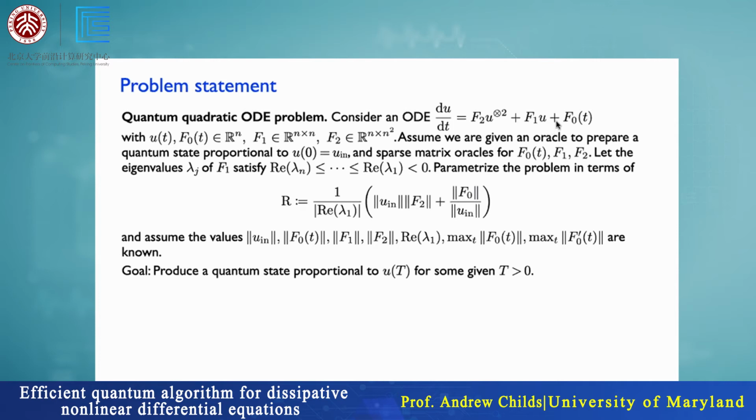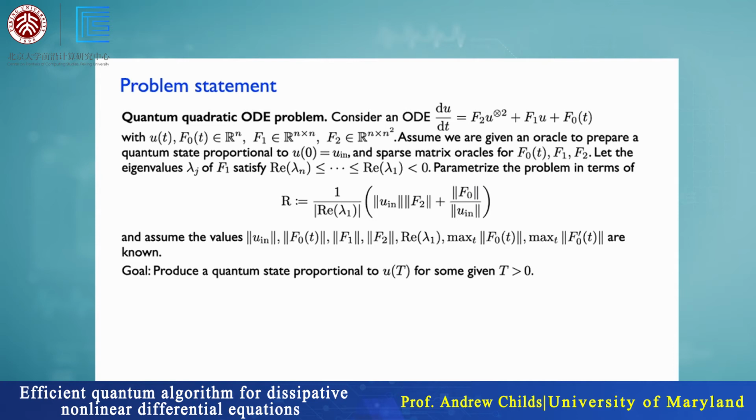And so F1 here is an n by n matrix. F2 maps these n squared degrees of freedom in the two copies down to n degrees of freedom. And that tells you incrementally how the state evolves. That gives you du dt. And if you solve this differential equation for some time capital T, that's the goal, right? To produce a quantum state u of t that you would get by evolving this differential equation for time capital T. We're going to assume that we have the implicit representation of the differential equation that we have in the linear case. We've got oracles that allow us to prepare all the relevant things describing these matrices.